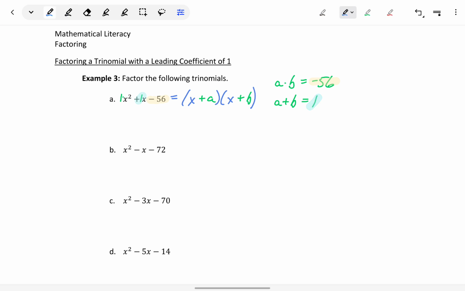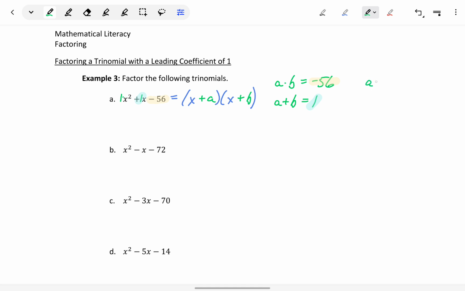So again, this is a little bit of a guessing game. We'll probably have to go through some trial and error to think of different numbers that can multiply together to give us negative 56 and add together to give us 1. One obvious pair would be negative 56 and 1. Those would multiply together to give us negative 56, but they would add together to give us negative 55.